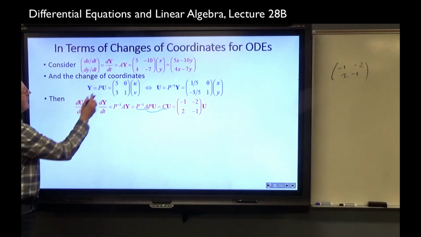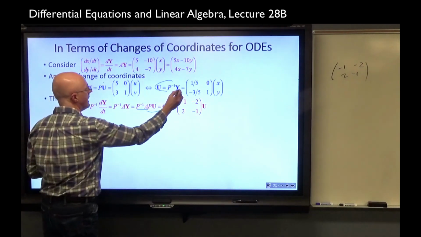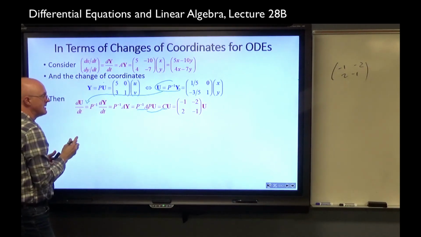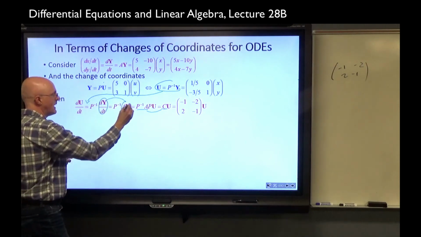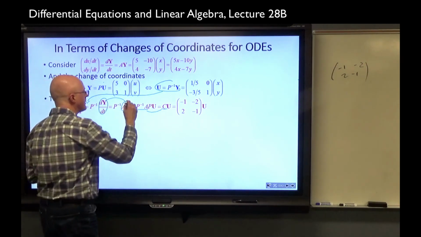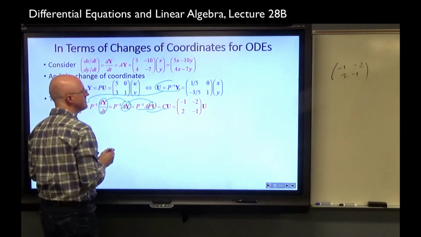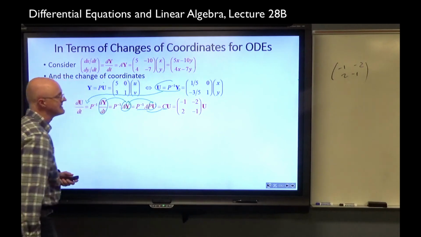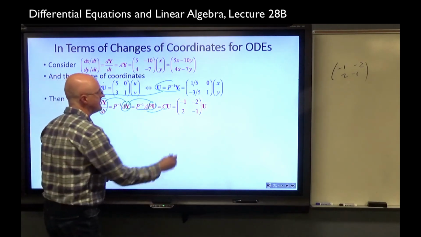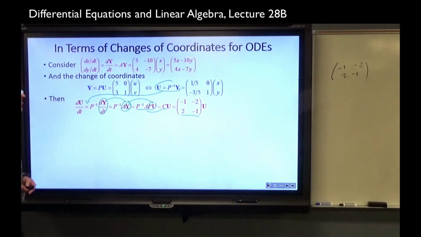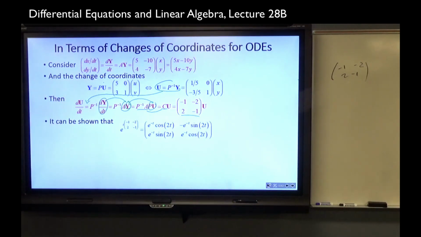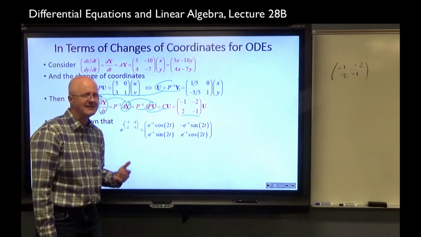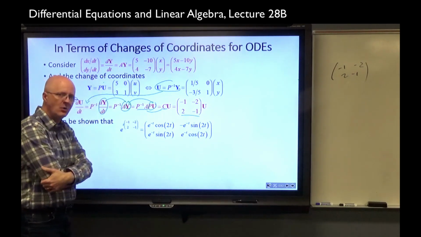U is P inverse times Y. So differentiating both sides of that, du/dt will be P inverse times dy/dt. But dy/dt equals A times Y. But Y equals P times U. But P inverse AP equals C. And P inverse AP equals this. It can be shown that the matrix exponential of this matrix is this. That's not a real easy thing to do, but it can be shown.